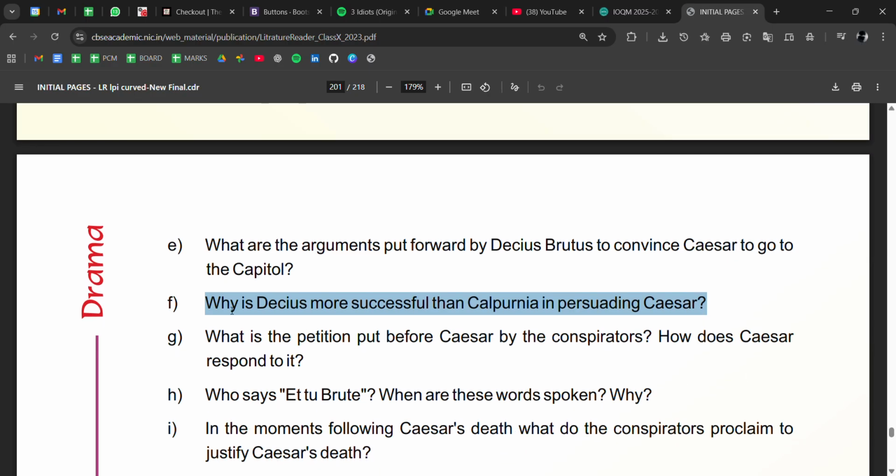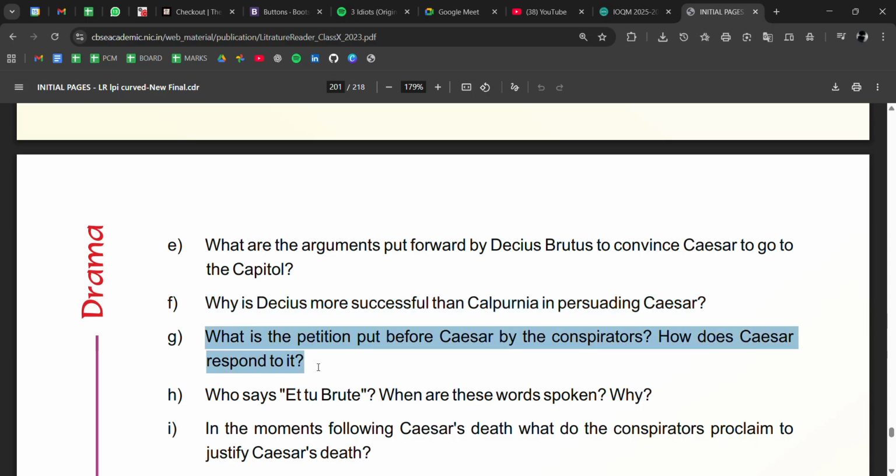Once Caesar enters the capital, that is when we enter the second part of the act, the second act of the play that is in the syllabus. So, what is the petition put forward before Caesar by the conspirators? How does Caesar respond to it? When Caesar starts the session of the Roman Senate, he is first asked to revoke the banishment of the brother of Cimber himself, that is Publius Cimber.